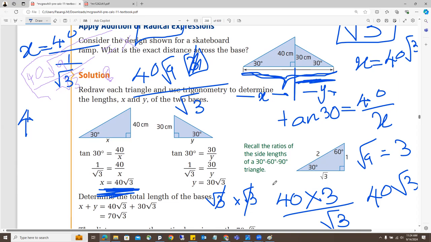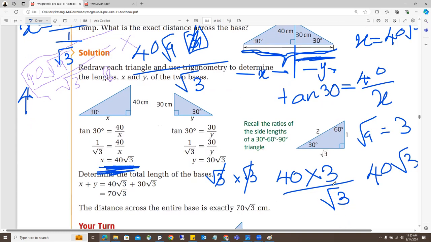But that method is too lengthy. You can directly get the answer. 40 square root 3 and then y. Y means what? No, it's 120. I didn't get you. No, 40 times 3 is 120. Oh, 120 square root 3. Yeah, 120 square root 3, that's correct.